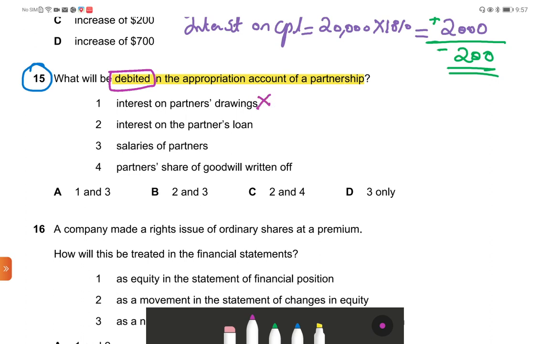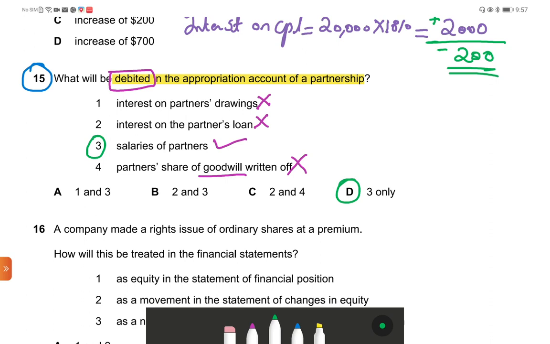Interest on partners' loan, we never enter in the profit and loss appropriation account, it goes to the profit and loss account. Salaries of the partner, yes, the partnership firm is giving to the partner, it is on the debit side of the profit and loss appropriation account. Partner's share of goodwill never enters the profit and loss appropriation account. So the correct answer is 3. So option D, 3 is the correct answer.